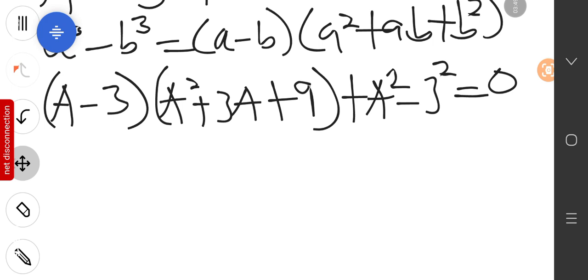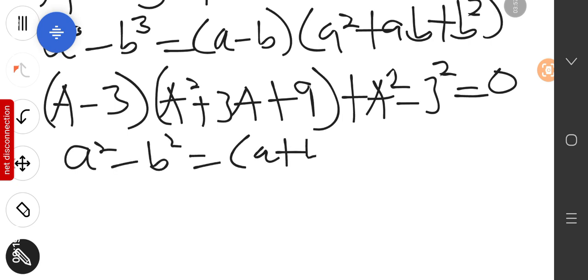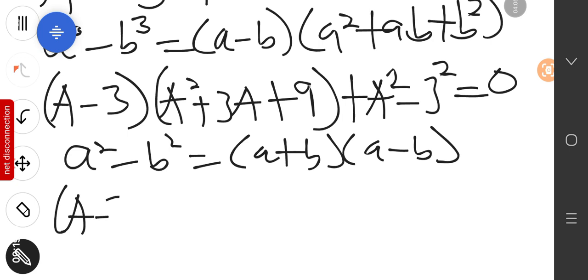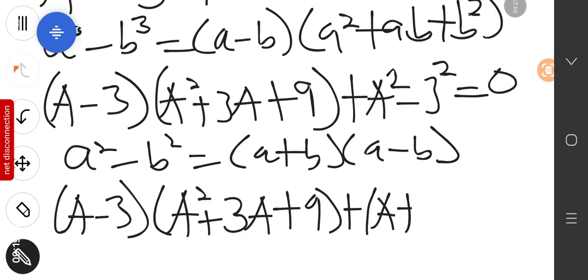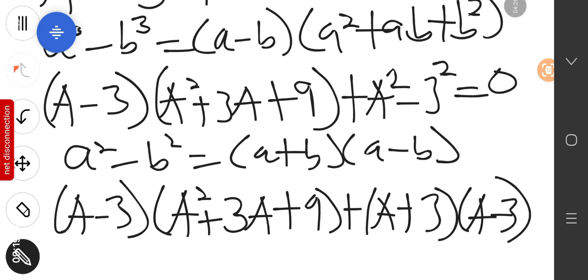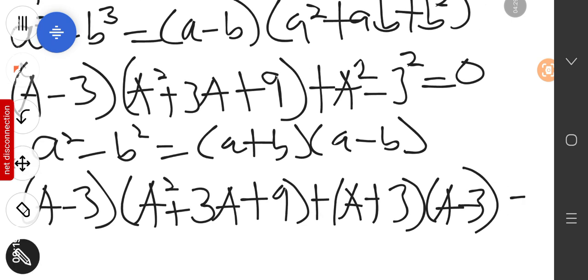Let us apply the difference of squares identity. It says that a squared minus b squared always gives us a plus b times a minus b. So it gives us this binomial. So our equation becomes a minus 3 times a squared plus 3a plus 9 plus a plus 3 times a minus 3 equals 0.